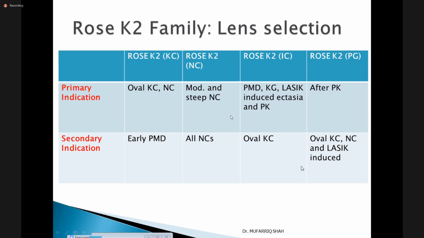And for Rose K2 IC it is oval keratoconus, and for Rose K2 PG lenses it is oval keratoconus, nipple cone, and LASIK-induced corneal ectasia. So those are the primary and the secondary indications, but first we have to assess which type of lens suits most for a particular patient, then we go ahead with that.